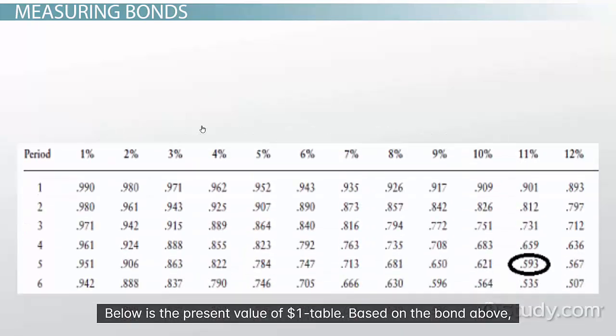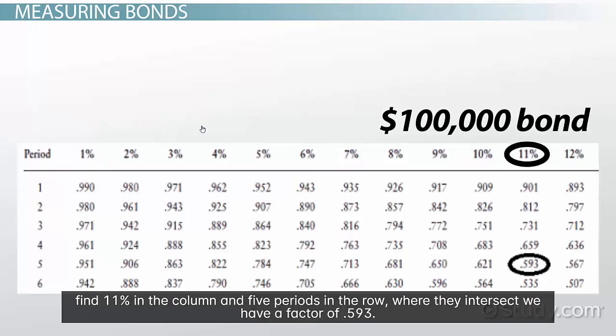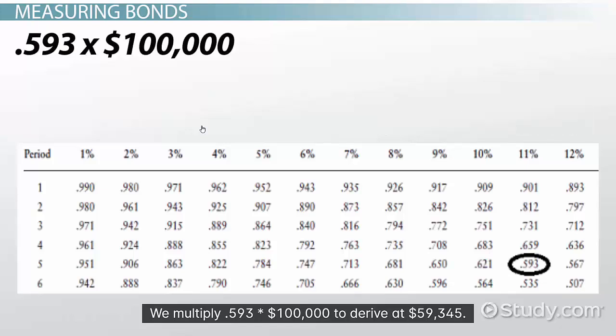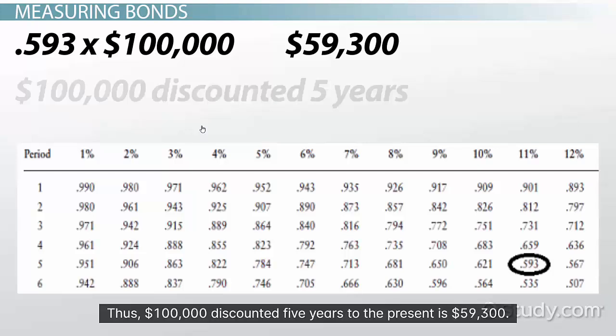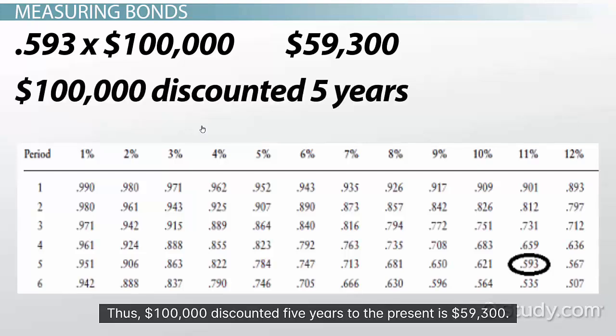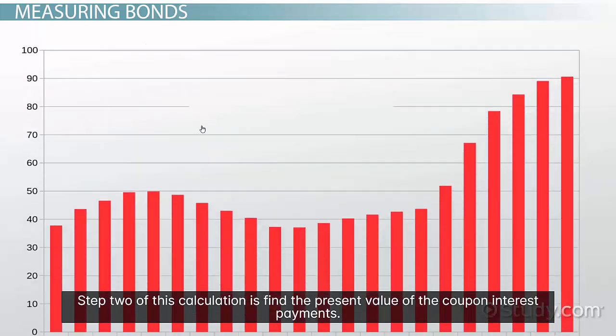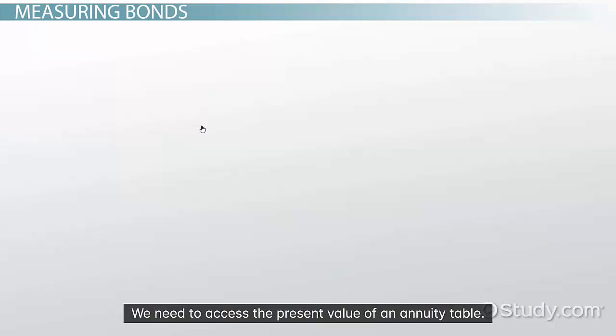Below is the present value of $1 table. Based on the bond above, find 11% in the column and 5 periods in the row. Where they intersect, we have a factor of 0.593. We multiply 0.593 times $100,000 to arrive at $59,300. Thus, $100,000 discounted 5 years to the present is $59,300. Step 2 of this calculation is to find the present value of the coupon interest payments. We need to access the present value of an annuity table.